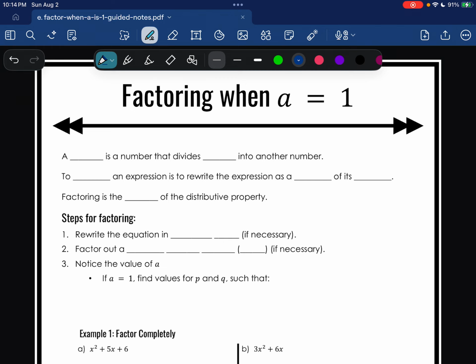Today, we're going to get started with factoring when our leading coefficient, also known as A, is 1. So we are working with slightly more and more complex types of factoring. And so this one is going to work for any trinomial that you've got going on when that leading coefficient is 1. So some vocab to get us started.